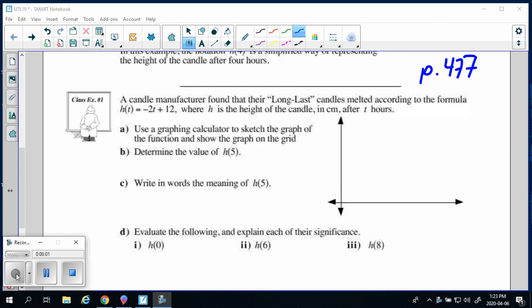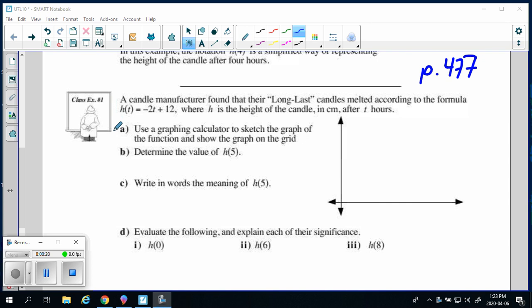Lesson 10 on page 477, which is function notation and problem solving. So we're going to skip right to example 1. A candle manufacturer found that their long-last candles melted according to this formula, where H is the height of the candle after T hours. So part A says to use a graphing calculator to sketch the graph.